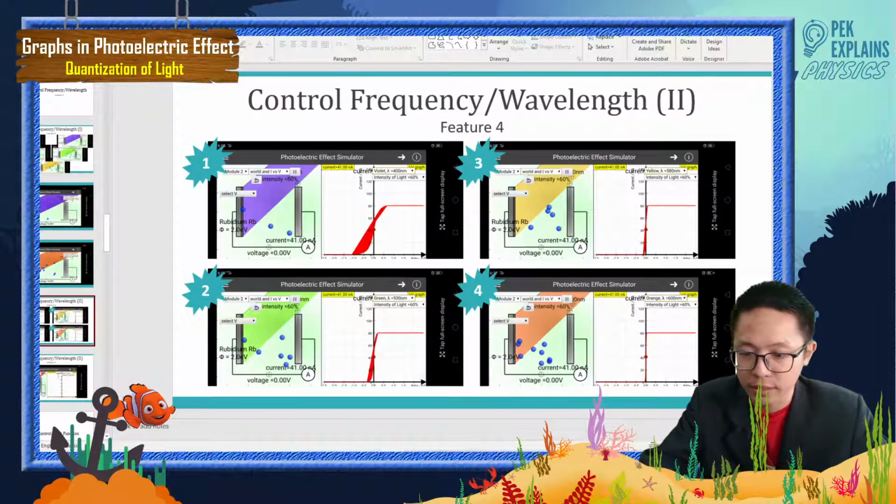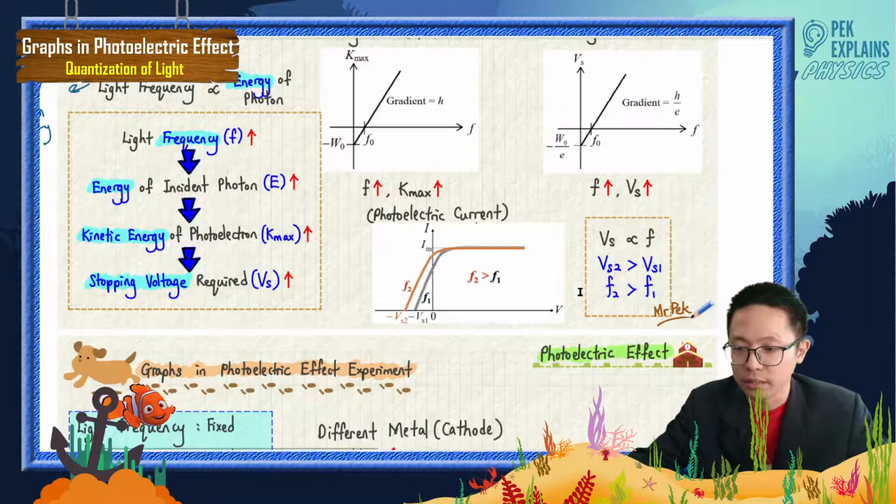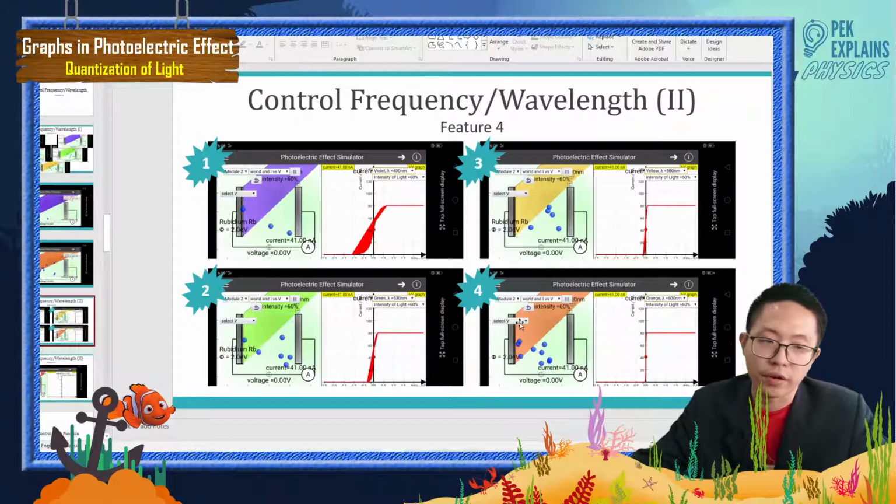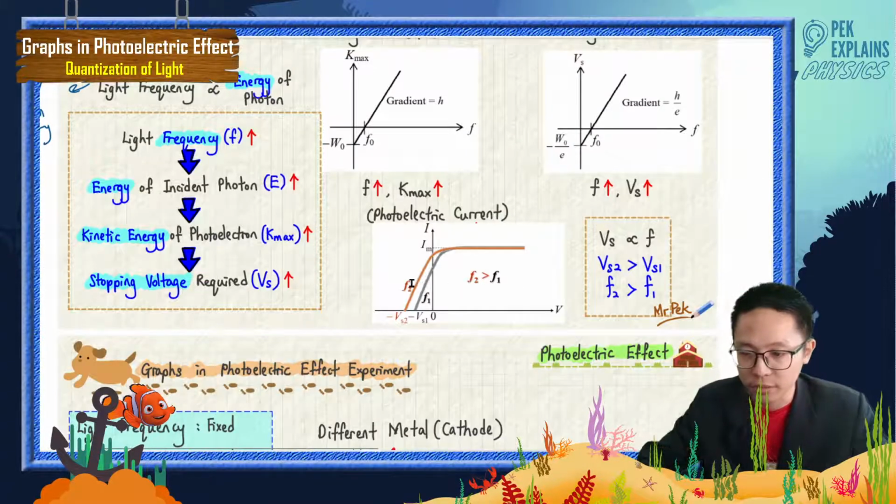You see this one. This graph actually represents the graph I showed here. You see, the violet light is very energetic, very high frequency, and needs a high stopping potential. The orange light has a very low frequency and a low stopping potential. So like this one. You see this graph.